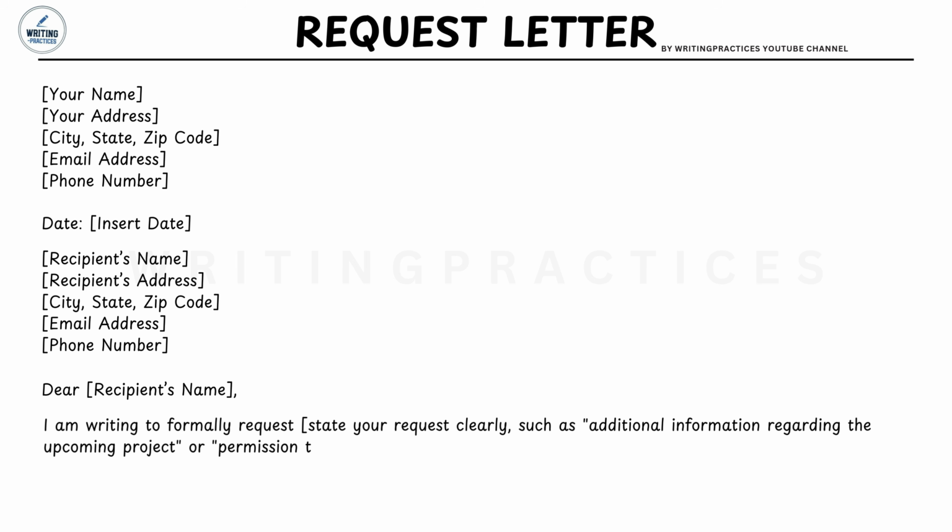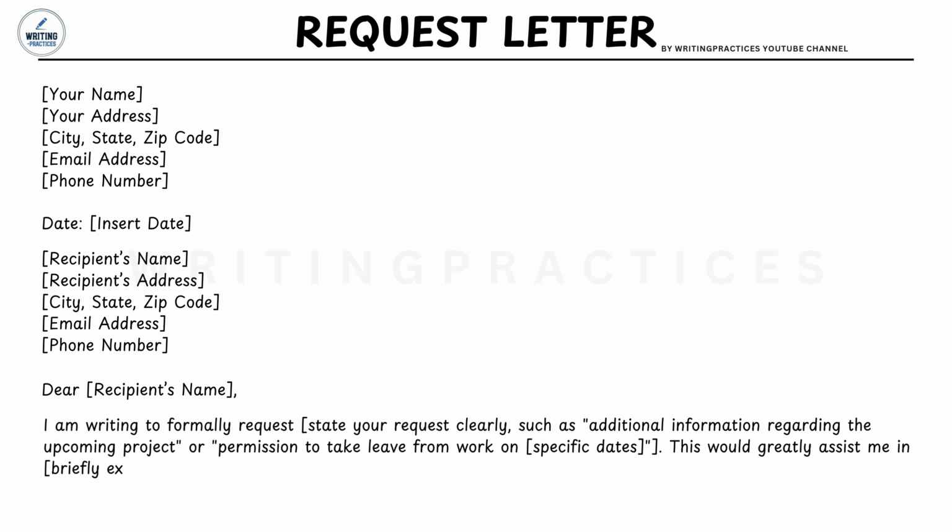Once you've made the request, it's time to briefly explain why you're asking for it. This doesn't need to be a long explanation. Just a quick sentence or two to provide context. For example, if you need the information to finish a project, you could say, "This information will help me complete task or project name." It shows the recipient why your request is important without overloading them with details.